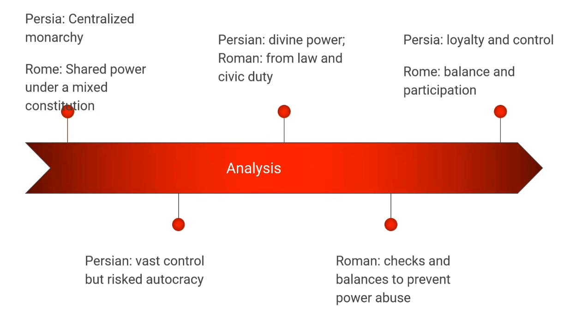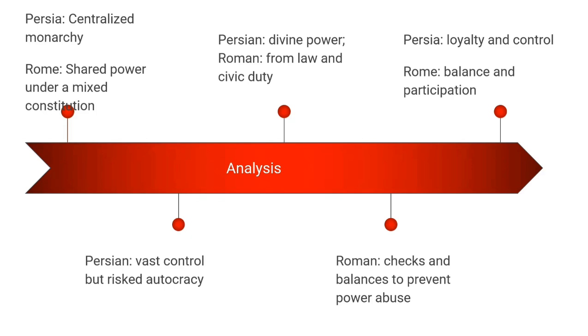The political and administrative hierarchies of the Persian Empire and the Roman Republic differed fundamentally in their structure, justification, and purpose. The Persian monarchy was a highly centralized system that emphasized the divine legitimacy of the king's authority, while the Roman Republic was built on a system of shared authority, checks and balances, and citizen participation.